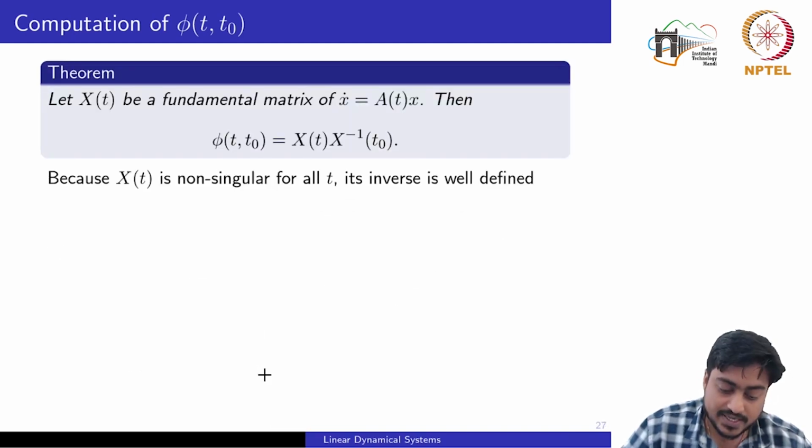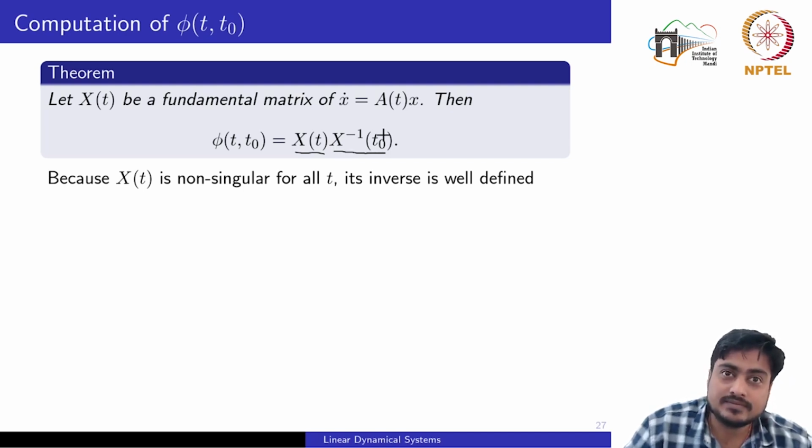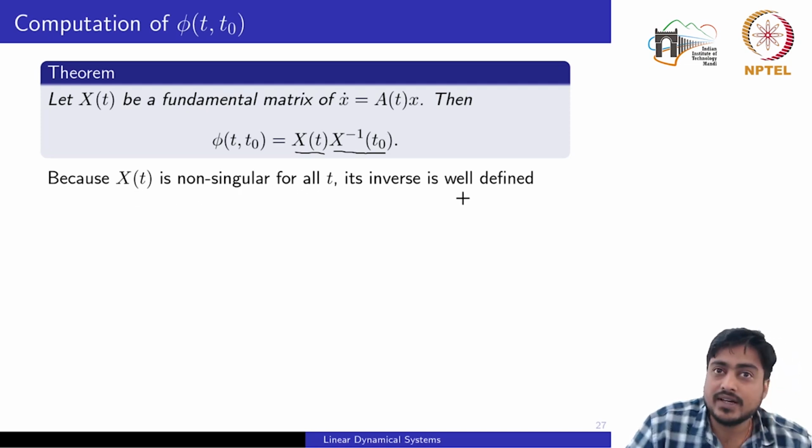Let x of t be a fundamental matrix of x dot is equal to A of t into x. Then the state transition matrix is given by the multiplication of the fundamental matrix and the inverse of the fundamental matrix at time t is equal to t naught. Now, because x of t is non-singular for all t, its inverse is well defined.